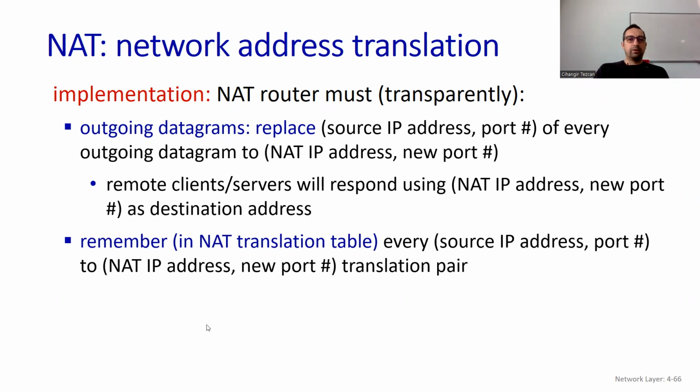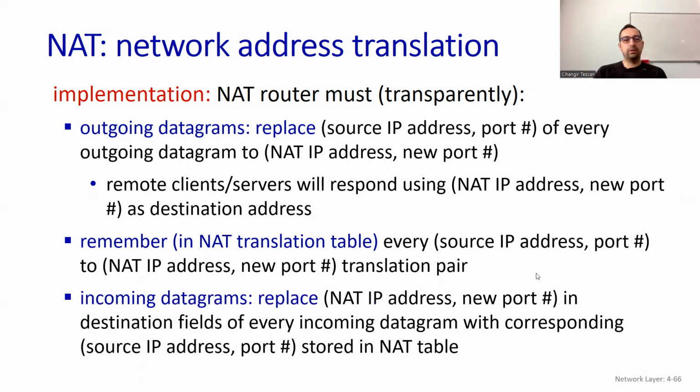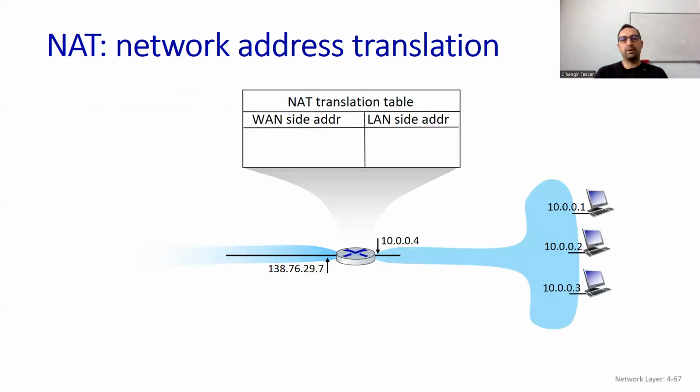Okay. Also the NAT has to remember, in a NAT translation table, every source IP address and port number, and which NAT IP address and new port number they were mapped to. So they have to keep it in a table. Incoming datagrams: replace the NAT IP address and new port number in the destination fields of every incoming datagram with the corresponding source IP address and port number, again stored in the NAT table. Of course, here you are doing a lot of processing, but as you can see, it is really fast. You're just looking at a small table and modifying the IP address and the port.